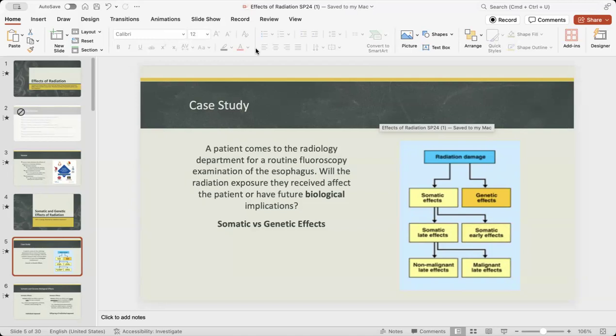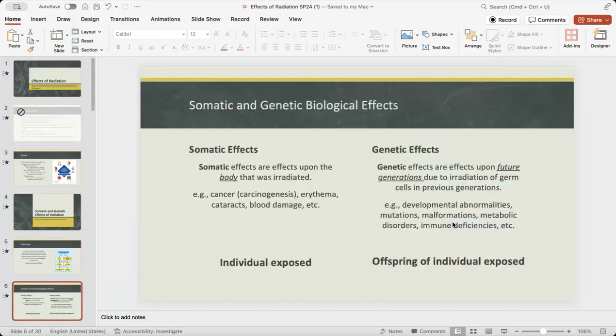And it's going to depend on a couple things. It's going to depend on what was irradiated. It's going to depend on the type of radiation. It's going to depend on the amount over time. So more than likely, if a patient just comes in for a routine esophagus fluoroscopy exam, the effects that they're going to have are somatic effects. And that means that basically it's affecting them. So it basically affects the person or the body that's being irradiated.